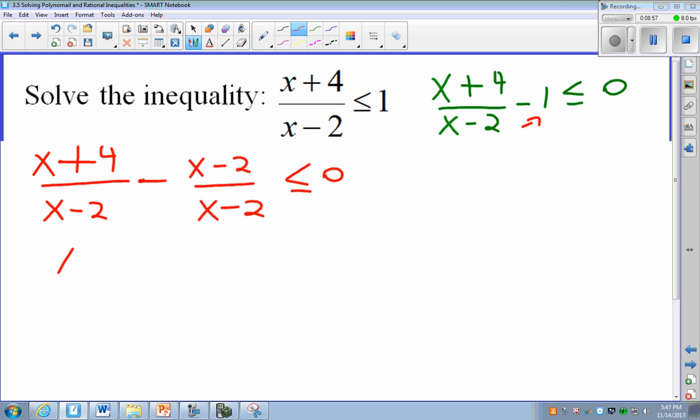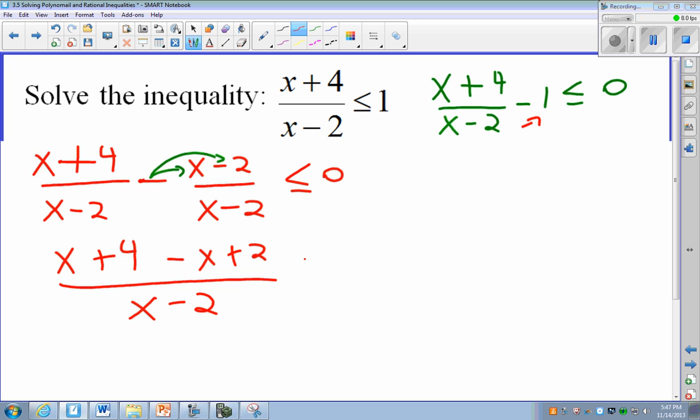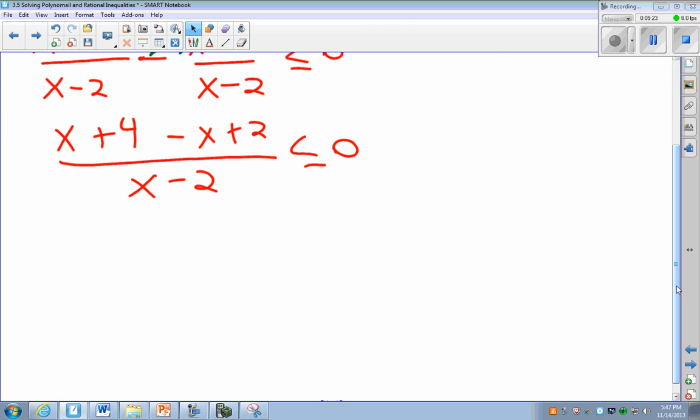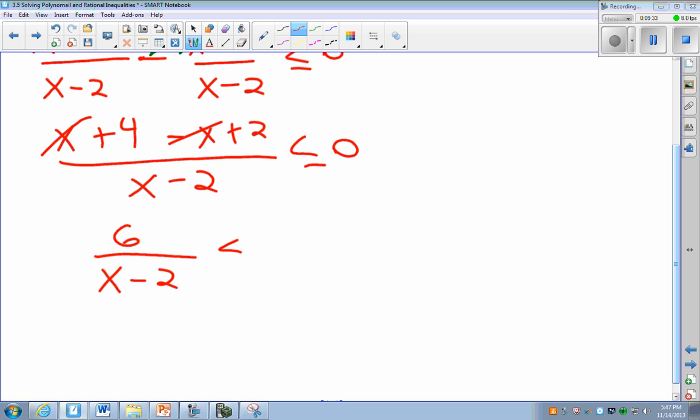Now we can set this up as x plus 4 minus x plus 2. You get that minus x because this subtraction sign is going to carry on to both sides. You can divide this all by x minus 2. Okay. Now if we were to simplify this, we cancel out our x's because x minus x is 0. And we'll get 6 divided by x minus 2 is less than or equal to 0.